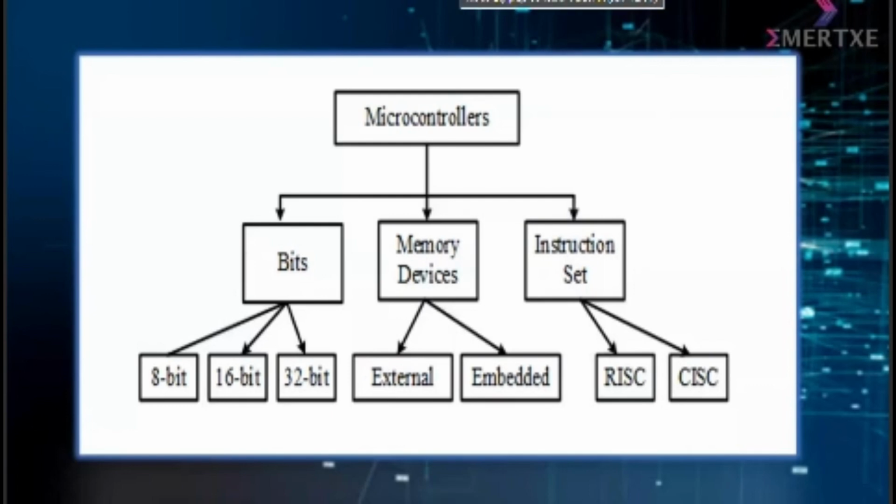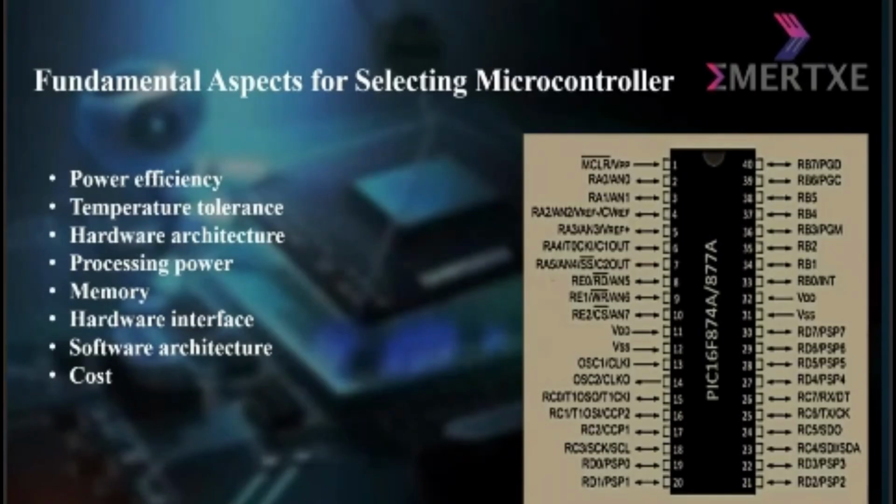Microcontrollers are classified by bits, memory devices, and instruction set. There are 8-bit, 16-bit, and 32-bit microcontrollers available, with external and embedded memory devices. In microcontrollers we have two types of instruction set, that is RISC and CISC. The fundamental aspects for selecting a microcontroller are power efficiency, temperature tolerance, hardware architecture, processing power, memory, hardware interface, software architecture, and cost.